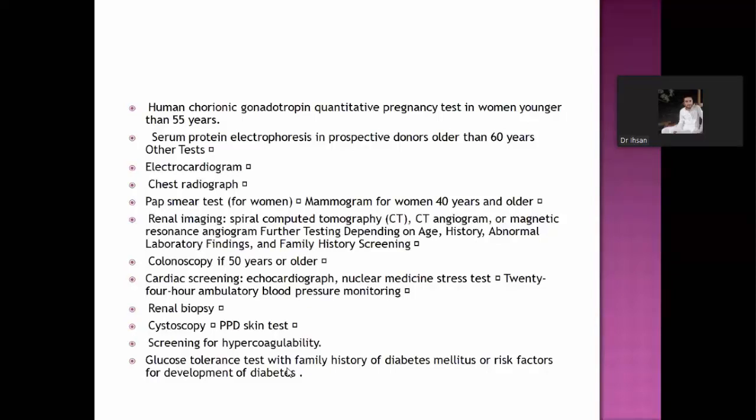Serum protein electrophoresis in prospective donors older than 60 years. Electrocardiogram, chest radiograph, Pap smear test for women, mammography for women 40 years or older, renal imaging, spiral computed tomography, CT angiogram or magnetic resonance angiogram, further testing depending on age, history, abnormal laboratory findings, and family history screening.